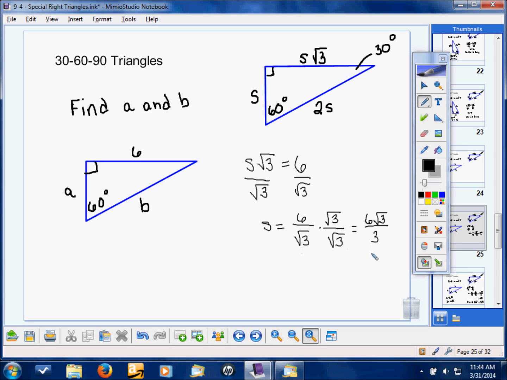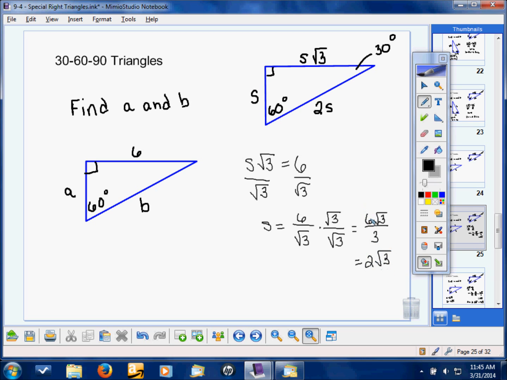What did you see, Imani? What else do we need to do? It can reduce a little bit. The 3 goes into both, which gives you 2.